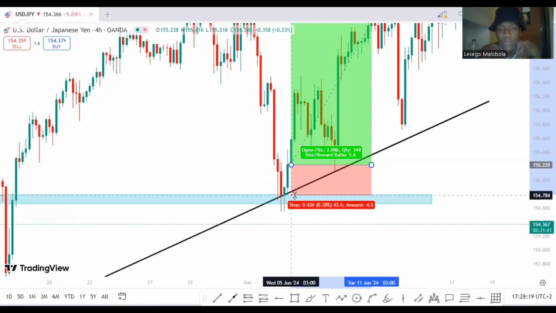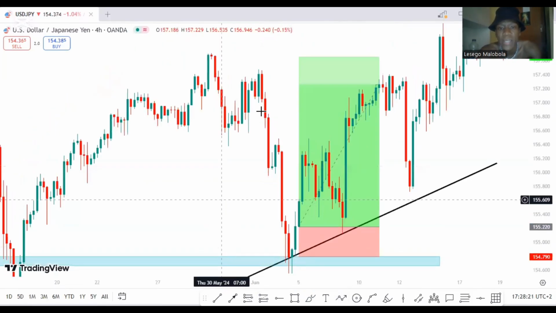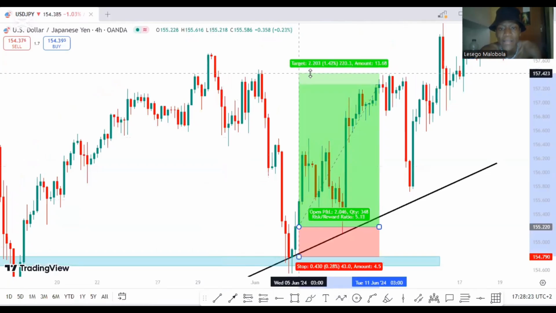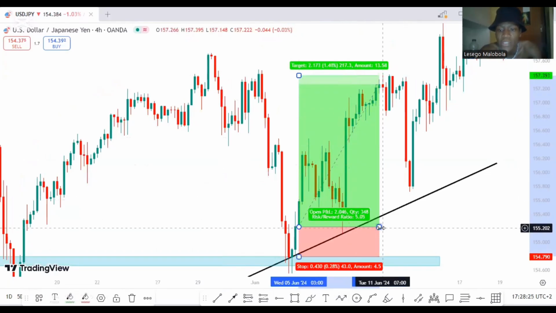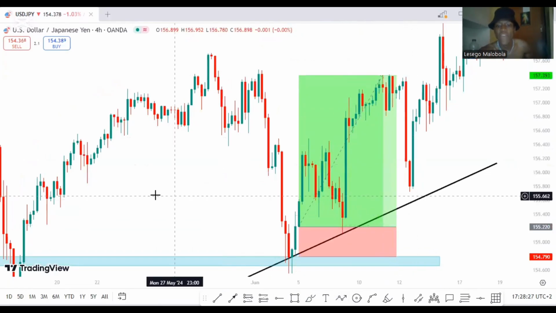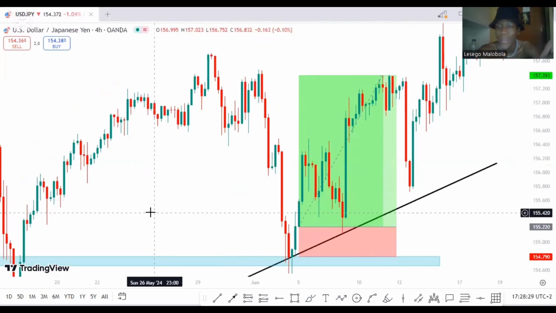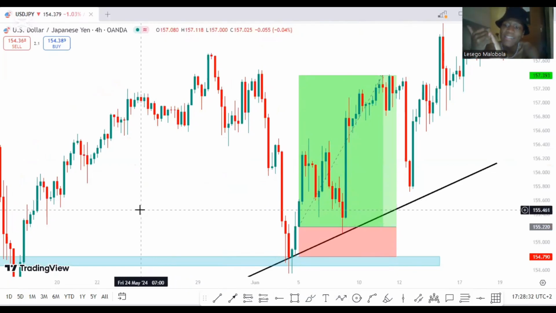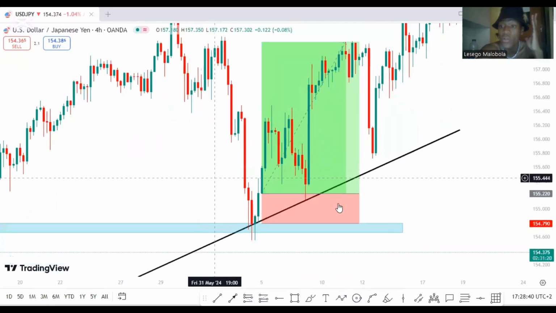I would actually have my stop loss below the bullish candlestick, and obviously now target the nearest high, guys. This is the nearest high, and you can see we would have bagged a nice 5%. Why? Simply because you understand market structure, support and resistance, and candlestick patterns.